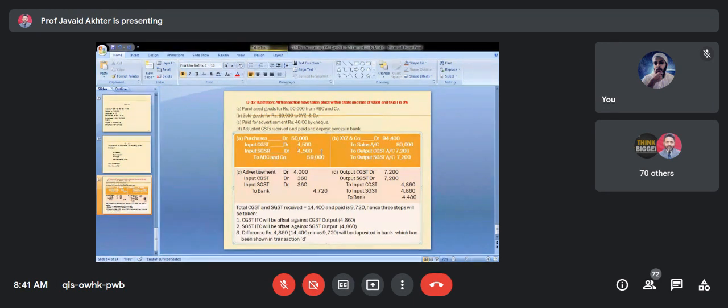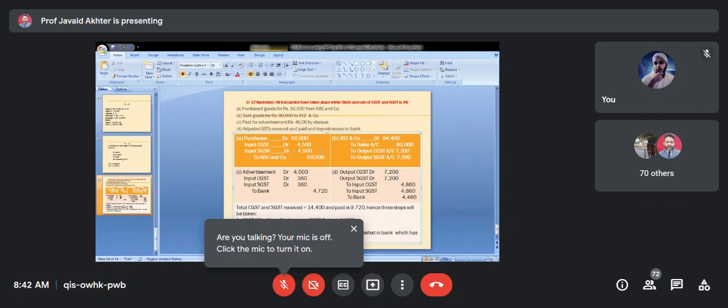Suppose you have paid 100 and you received 120. What would you do with the 20? Whom does this money belong to? Government. You will deposit it in the government account.